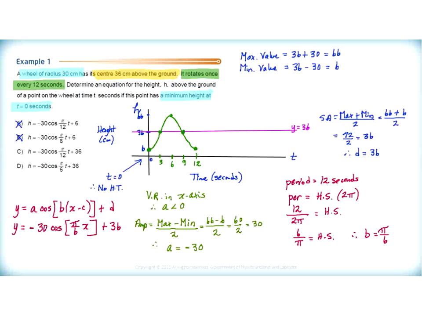So y represents the height of the function. H is equal to negative 30 times the cosine of pi over 6 t, plus 36. And this answer corresponds to D as a multiple choice answer.